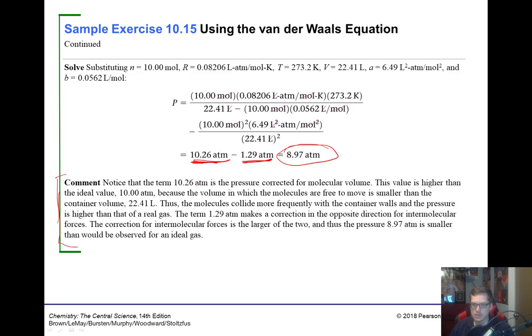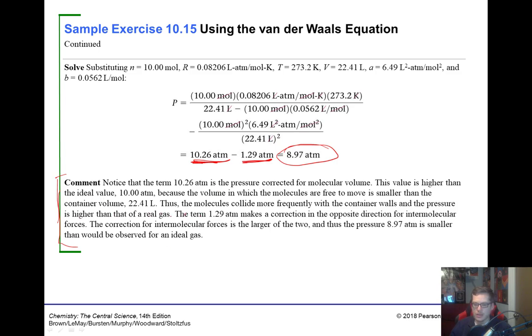It says, notice that the term 10.26 is the pressure corrected for the molecular volume. Notice that this is higher than the ideal value of 10. That's because this volume is taken up by those molecules, so they actually have a smaller container than what we assumed in our ideal case. Because it's a smaller container, their collisions will increase, so the pressure should go up. That makes sense, which is what we got. They said, thus the molecules collide more frequently with the container walls, and the pressure is higher than that of an ideal gas.